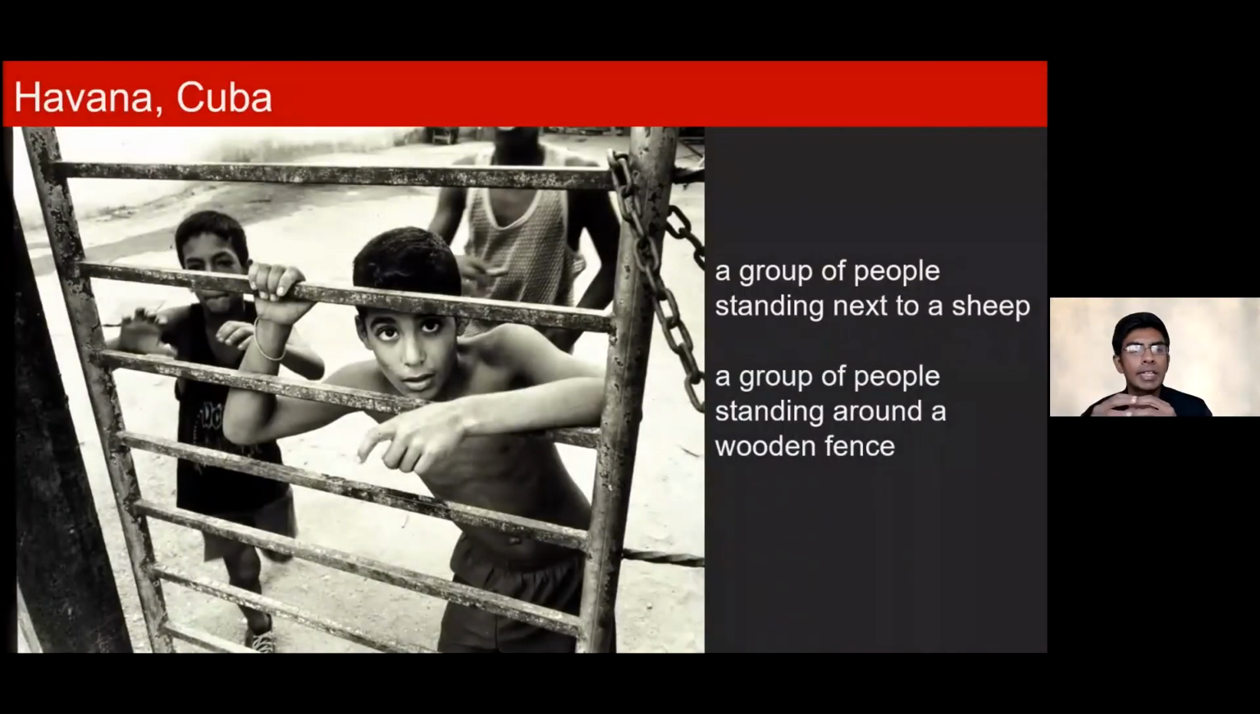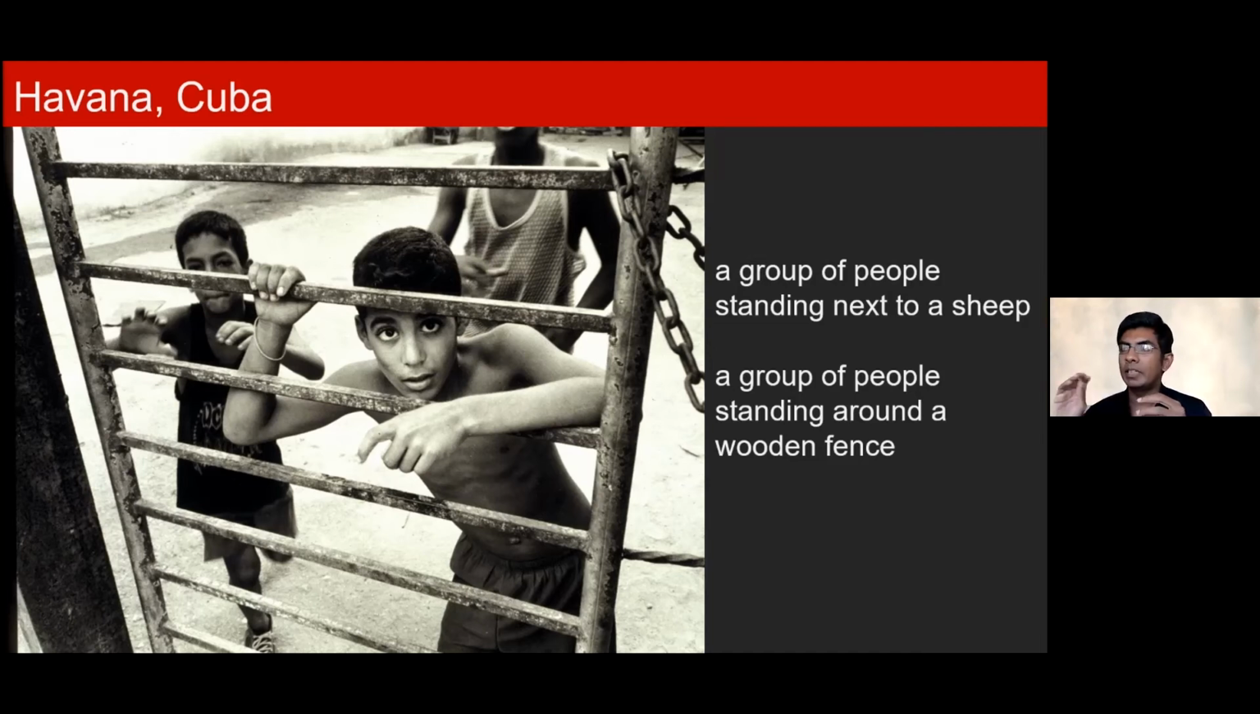So if you go to the next one, it says Havana, Cuba. Again, a human has tagged this photo with the location, not necessarily what's been represented in the photograph. So the machine generated a group of people standing next to a sheep, a group of people standing around a wooden fence. As you can see, the first line is not accurate. There's no sheep in this picture.